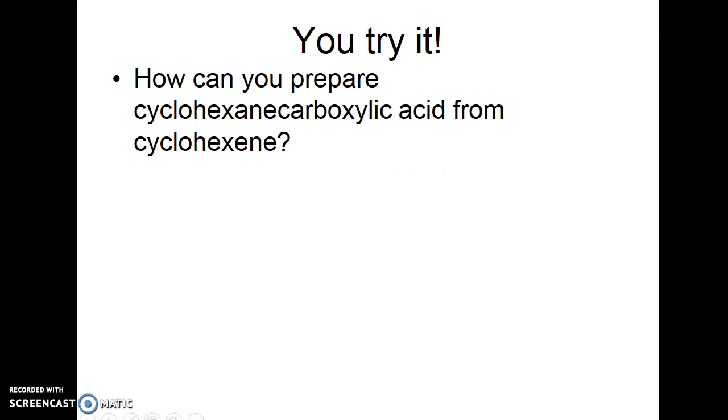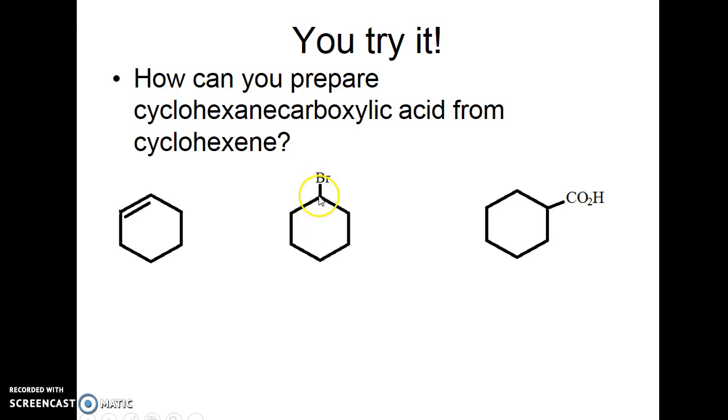So let's try one. How can you prepare cyclohexane carboxylic acid from cyclohexene? Well, the first thing you want to do is write down the cyclohexene and then write the cyclohexane carboxylic acid. How do you think those can be related? Well, one of the things you might think of is that this could have come from a Grignard reagent. That would require that you had a bromine, which you then treat with magnesium to make the Grignard reagent, and then with carbon dioxide. There's another way. You could have used the nitrile intermediate. And if you use the nitrile intermediate, that's fine.